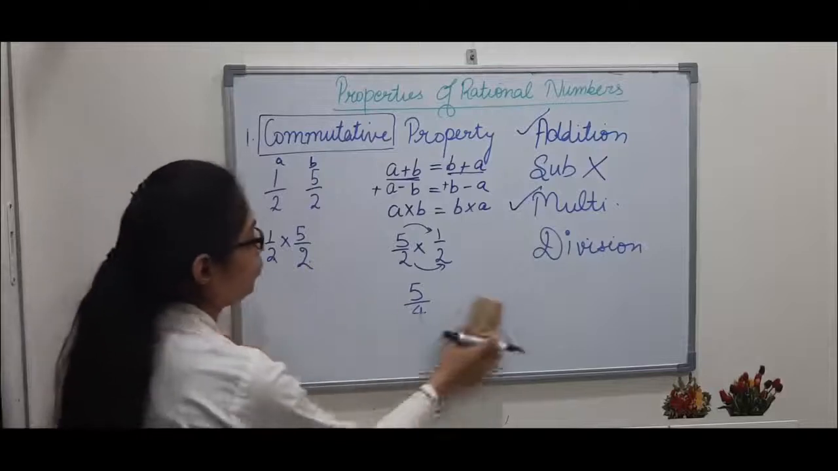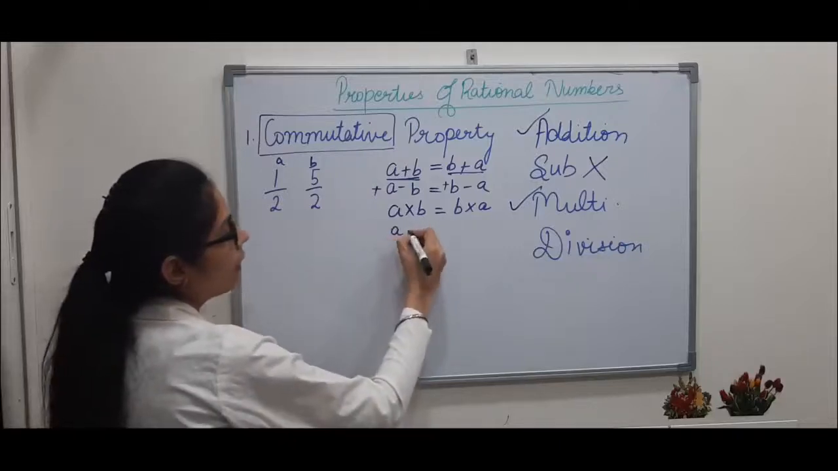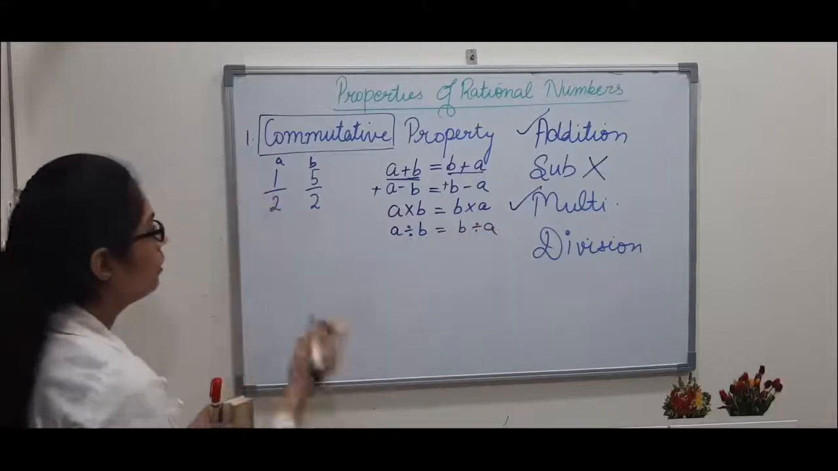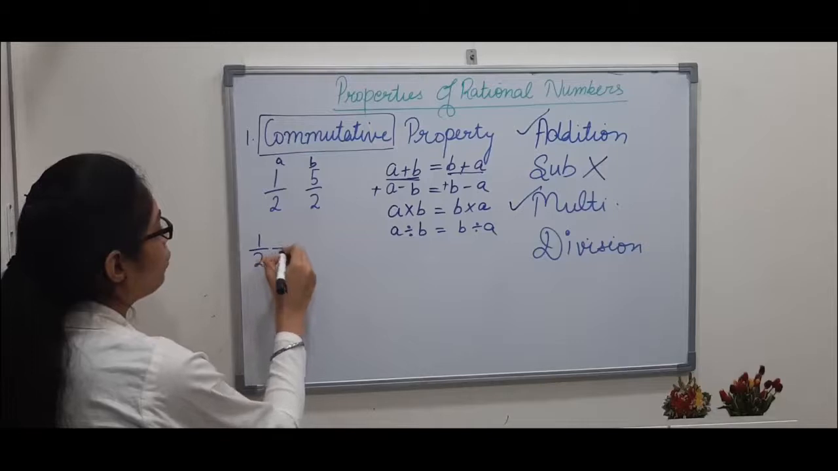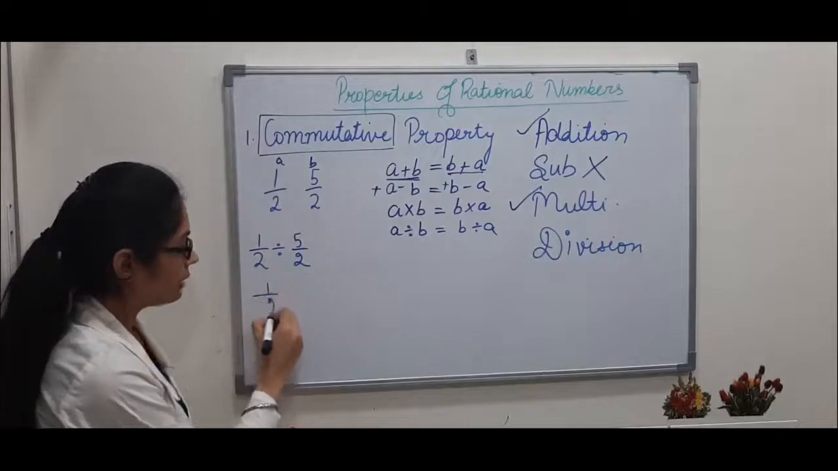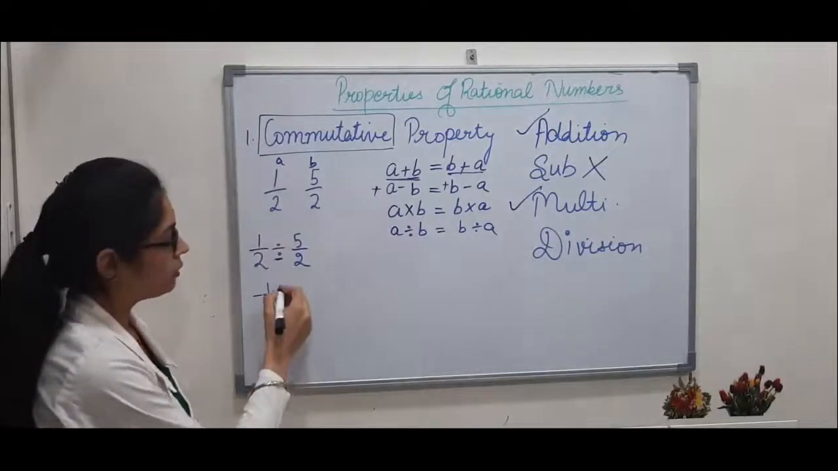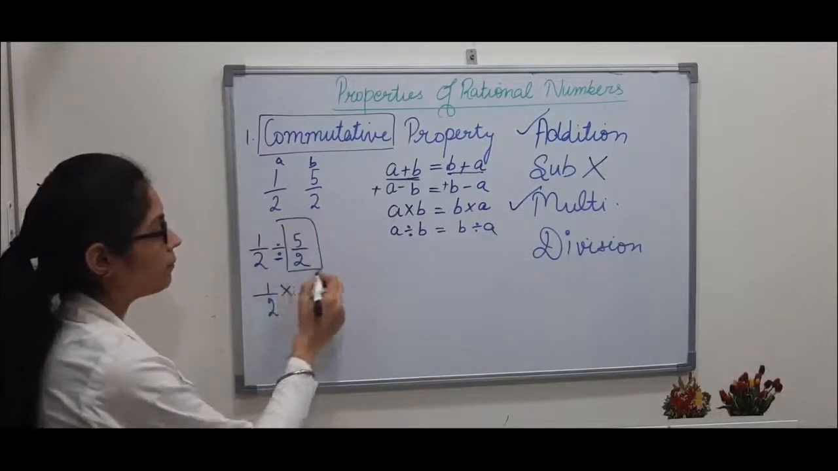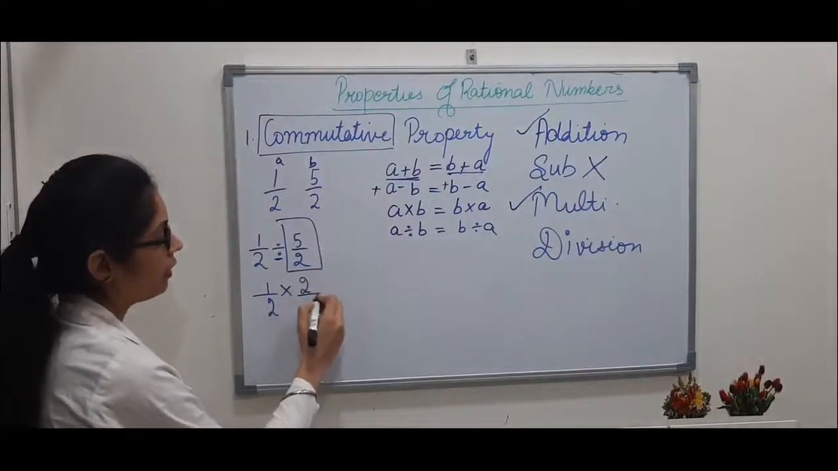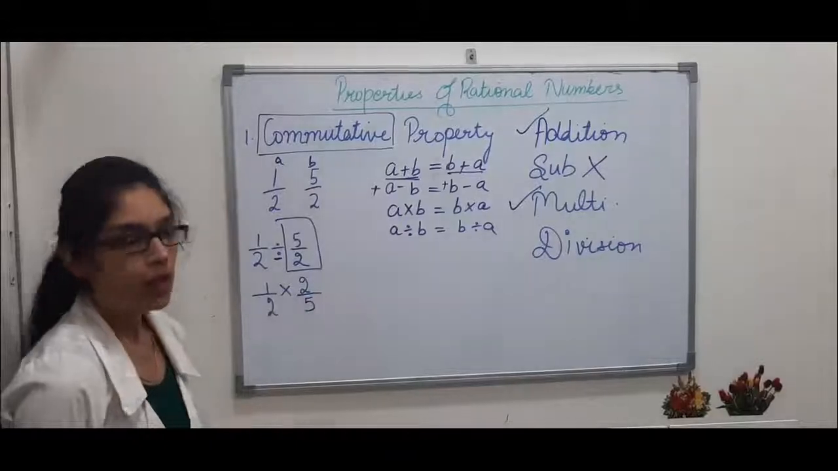Now let's check for division. Again we will take the same two numbers, 1 by 2 and 5 by 2, and in case of division, a divided by b should be equal to b divided by a. I will write it as 1 by 2 divided by 5 by 2. The first number can be written as it is. This division sign should be changed into a multiplication sign, and this number I write as its reciprocal. Reciprocal means the upper term is changed into the lower term and the lower term into the upper term. Reversal of terms we are doing.